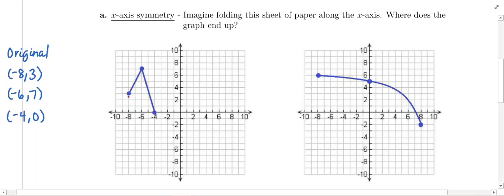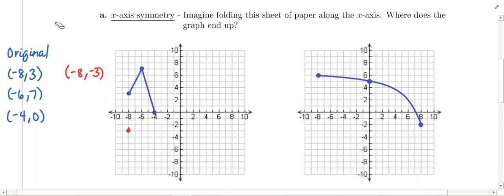So currently it's 3 units above the x-axis, and so if you fold the sheet of paper, it's going to go 3 units below the x-axis to right here. Okay, it's going to go to this point, and that point has coordinates -8, -3. So that's where that one particular point ended up.